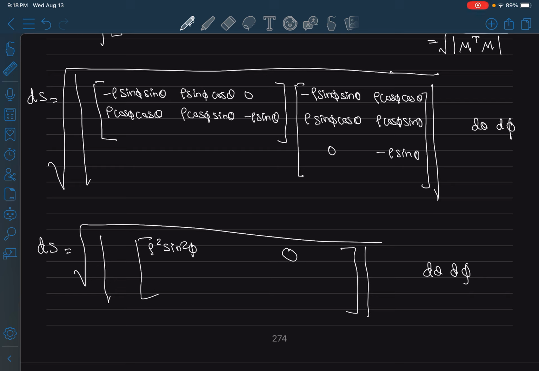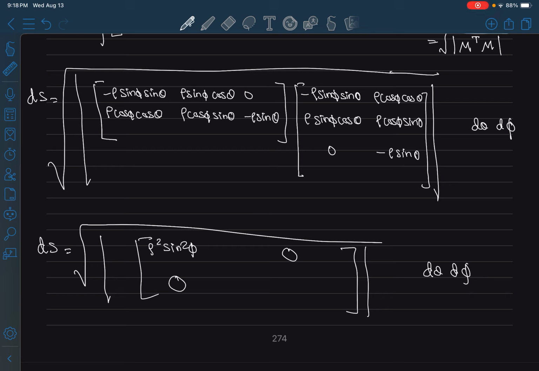Pretty easy. Next one, minus rho square sine phi cos phi sine theta cos theta plus rho square sine phi cos phi sine theta cos theta. So 0. And the last one is 0. Last thing, rho square cos square phi cos square theta plus rho square cos square phi sine square theta, which simplifies to rho square cos square phi, and then plus rho square sine square theta.